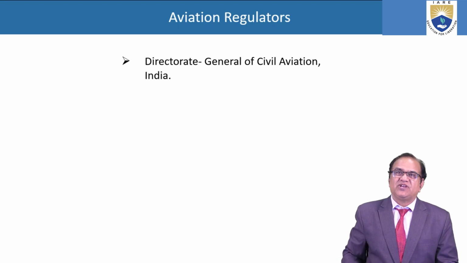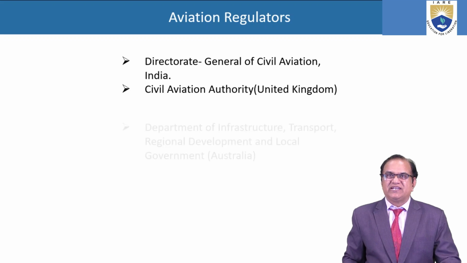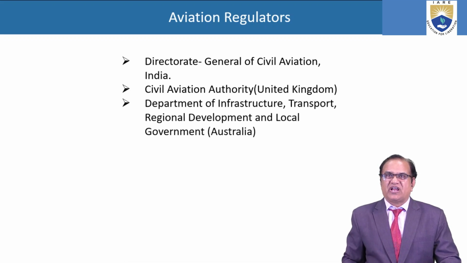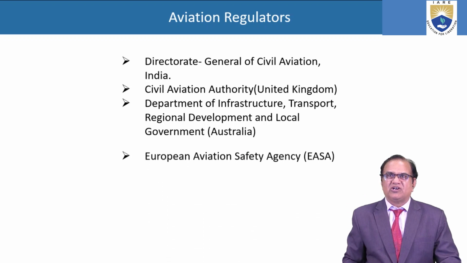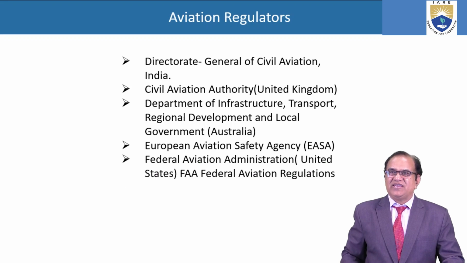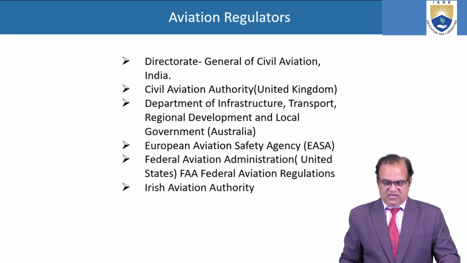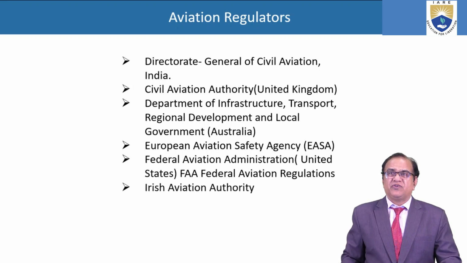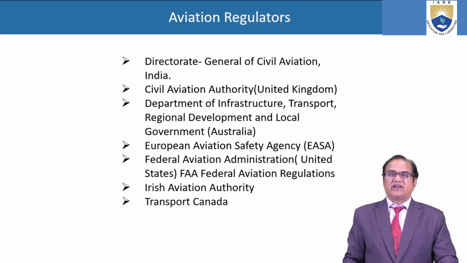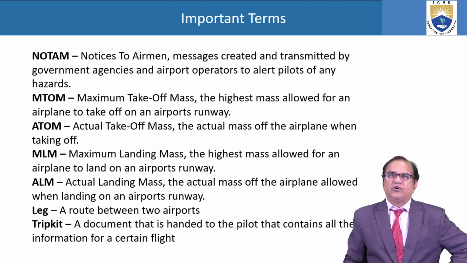Aviation regulators: we have the Director General of Civil Aviation India, Civil Aviation Authority United Kingdom, Department of Infrastructure, Transport, Regional Development and Local Government Australia, European Aviation Safety Agency EASA, Federal Aviation Administration United States FAA, Federal Aviation Regulations, Irish Aviation Authority, Transport Canada. These are a few regulators of the world, and in India we have the DGCA, which is under the Ministry of Civil Aviation.